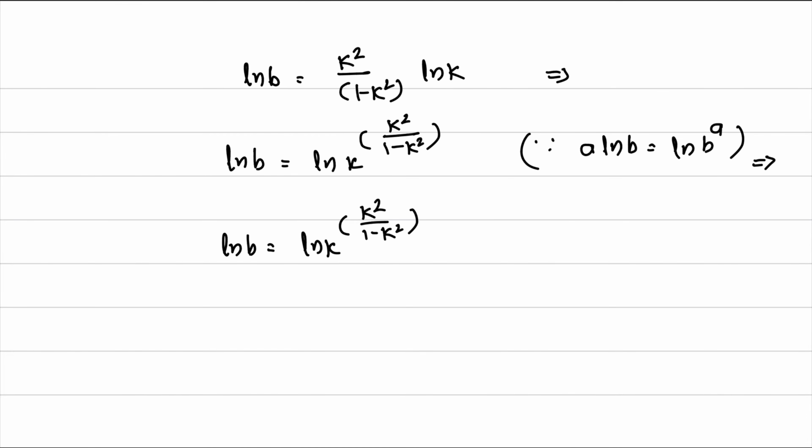By equating the values of b, we get b is equal to k to the power of k square by 1 minus k square. This is the value of b.